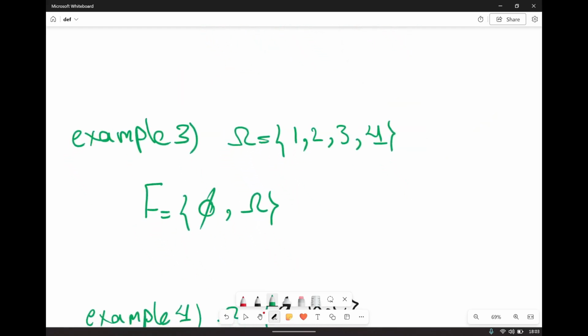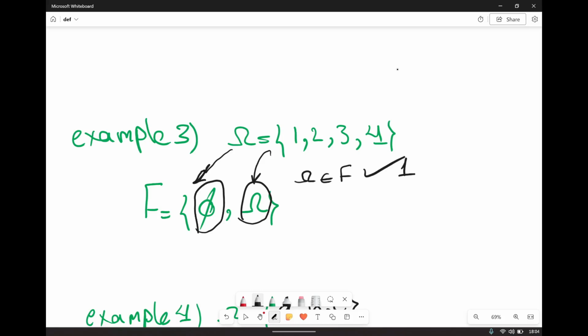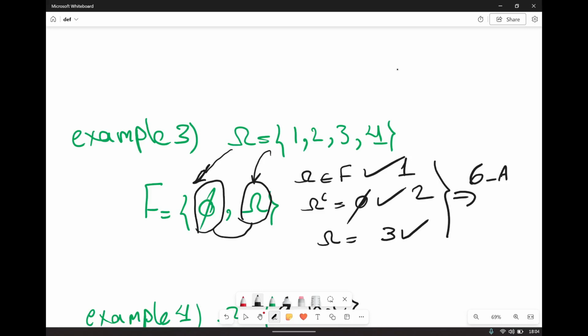What about question 3? You consider your omega is {1, 2, 3, 4} and your capital F is just the empty set and omega. Yes, because omega is in F, property 1 holds, and also the complement of omega, the empty set, holds property 2. The union of the two sets is omega, so property 3 also holds, therefore that is a sigma algebra.